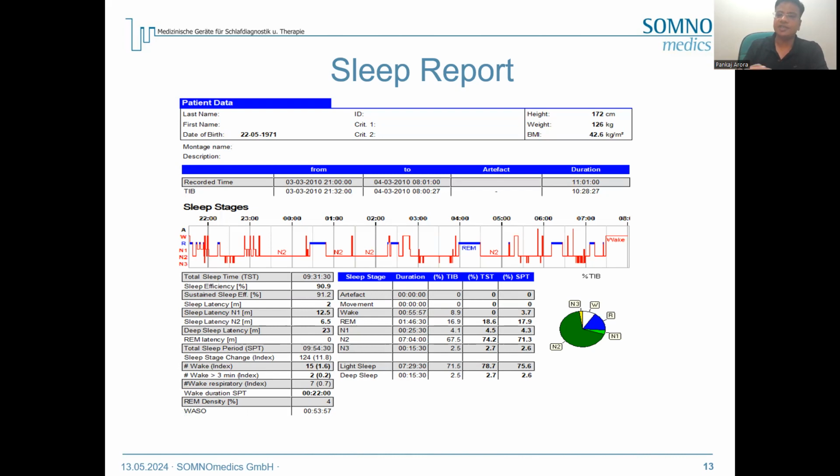How many times has the patient woken up after the sleep onset? In this particular case, this 53 minutes, yes, this patient has woken up.